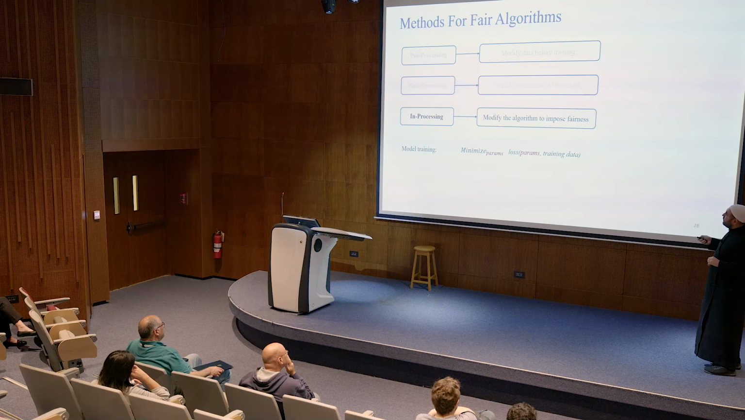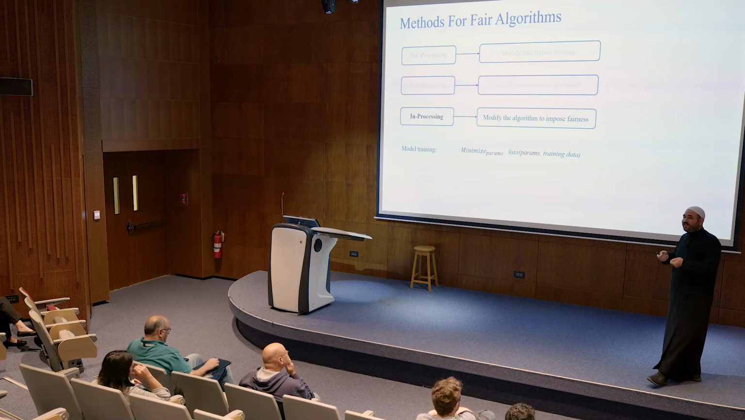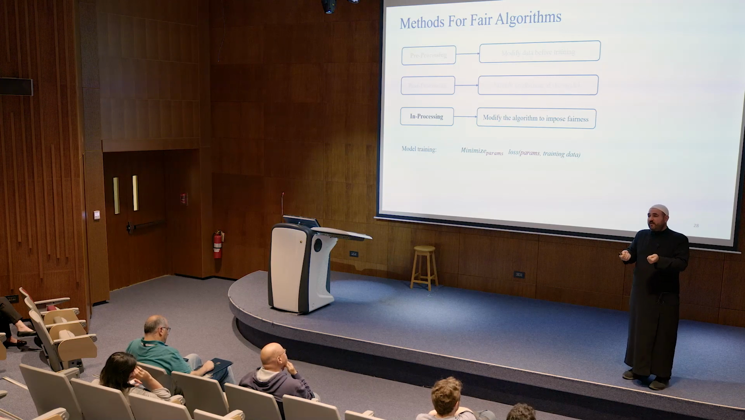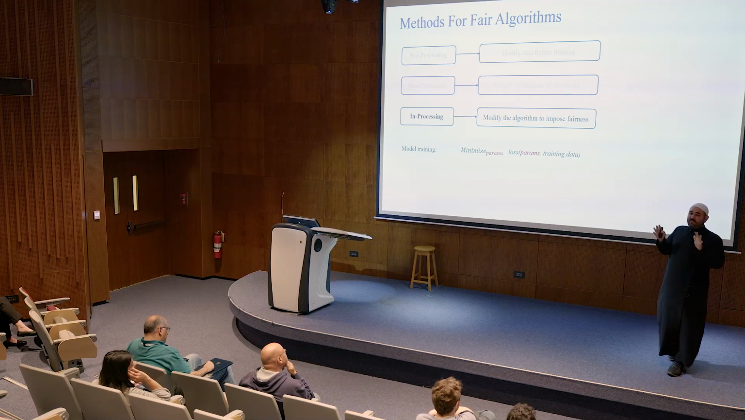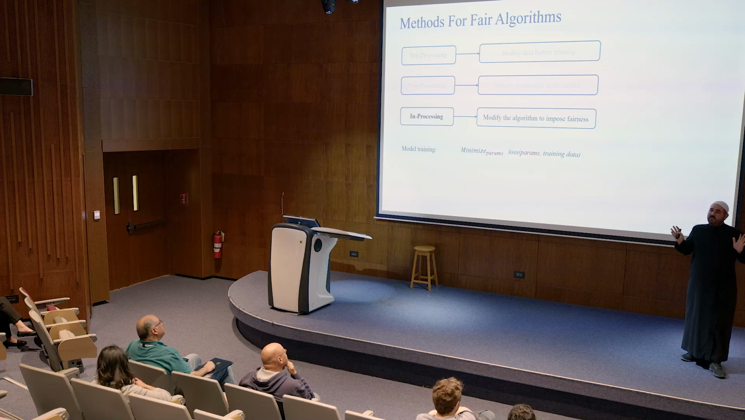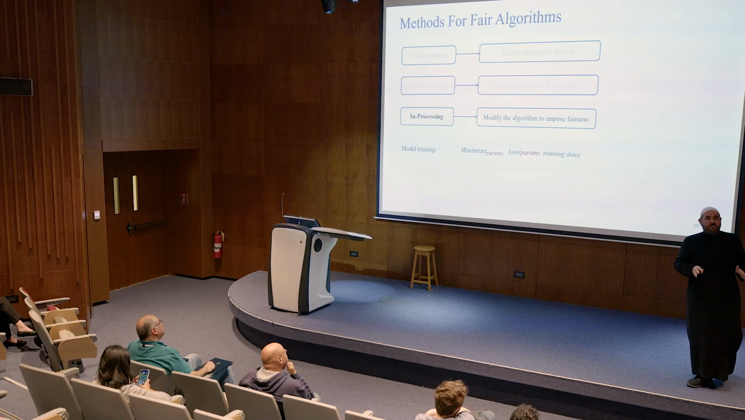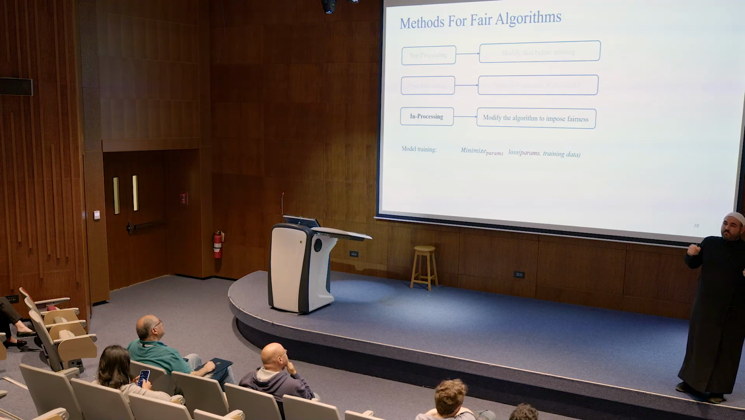The third thing is the in-processing methods. What we do here, and that's what I work on, is to modify algorithms or come up with algorithms that actually train things fair, even if the data is biased. So even if you give the biased data, how do you develop an algorithm that trains the model in a fair way?